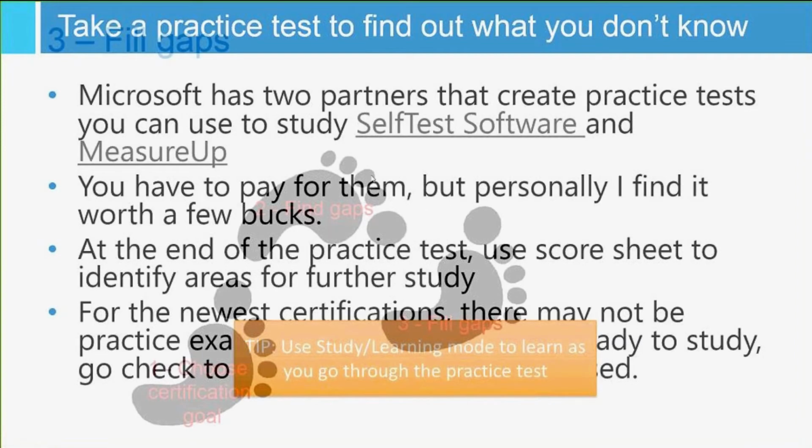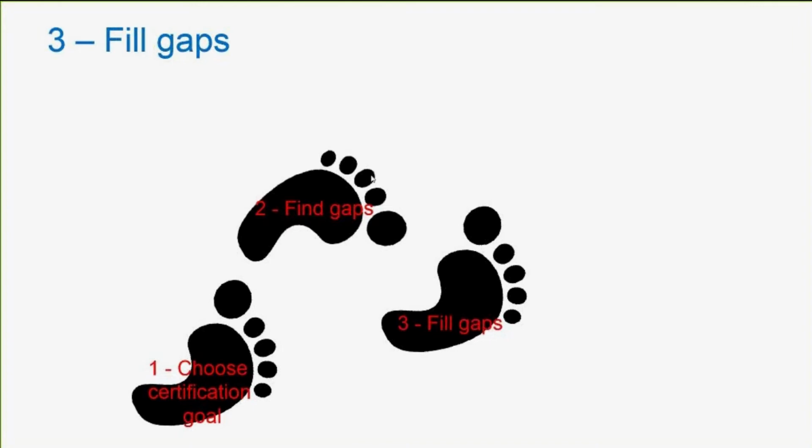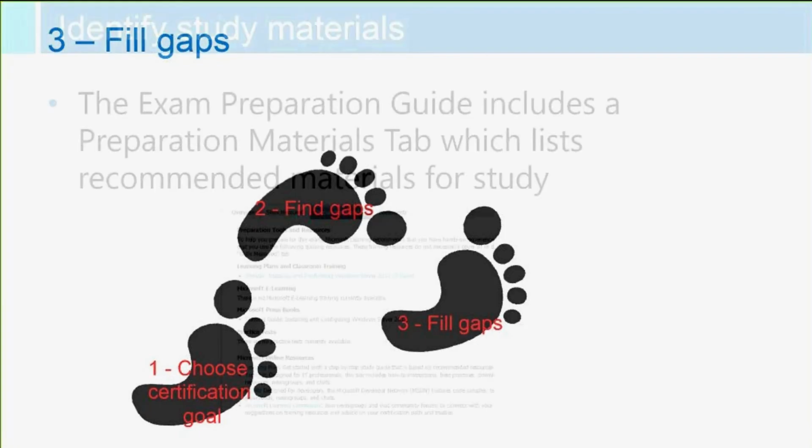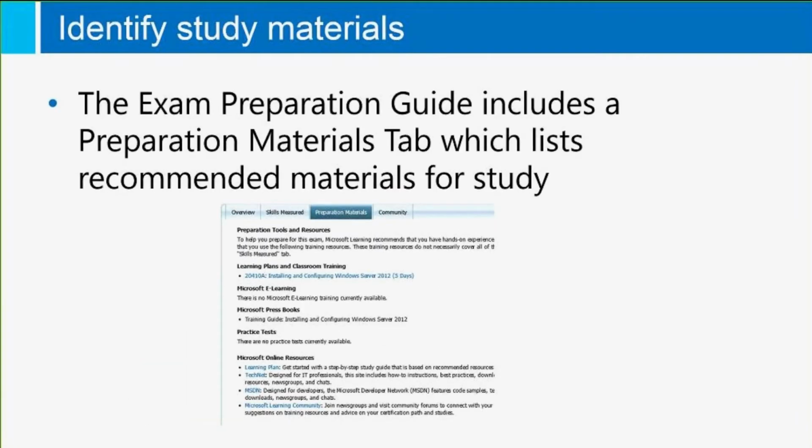So once we figured out what we don't know through a practice test or by looking at the Skills Measured tab, now we're ready to fill in those gaps. How do you know what to look at? How do you know what to study? The first thing you do is go back to that exam guide.